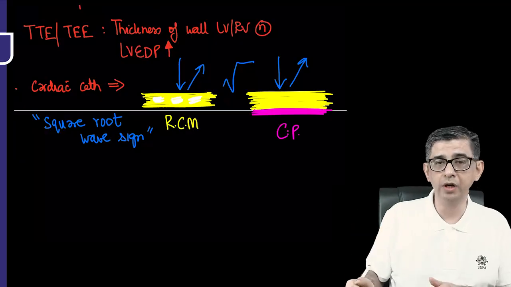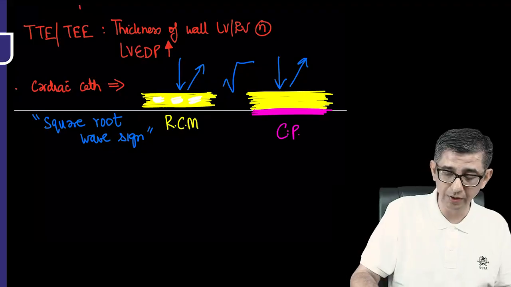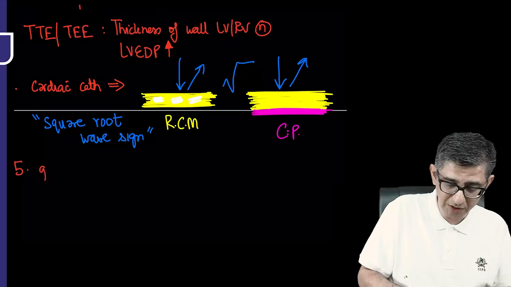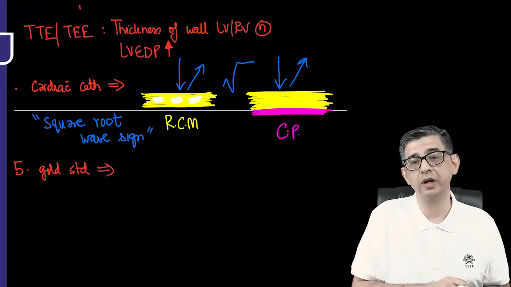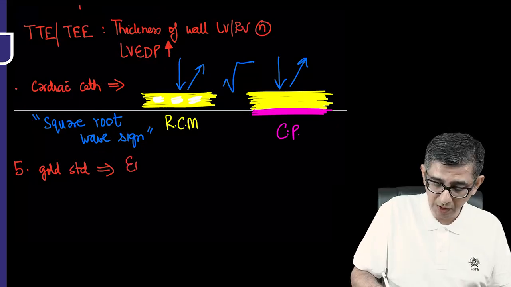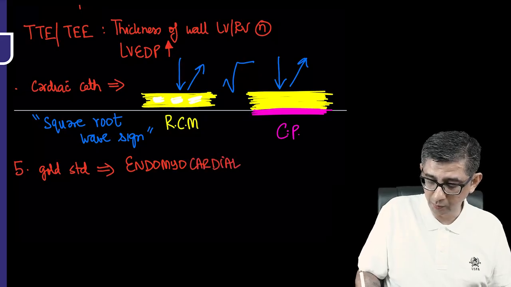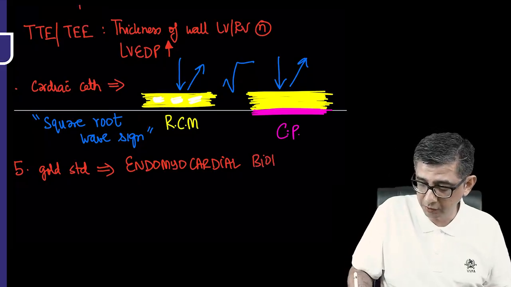Why constrictive pericarditis was introduced in the discussion is because it is a differential diagnosis of it. So the question might even say, what is the gold standard investigation that you are going to do for diagnosis of this case? Then the gold standard is endomyocardial biopsy. Now, obviously, when you tell somebody that I'm going to take a biopsy from your heart, the person will freak out and may not give you permission.